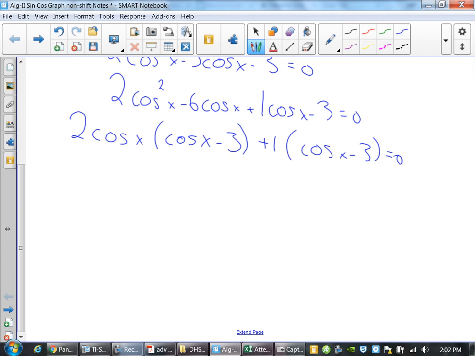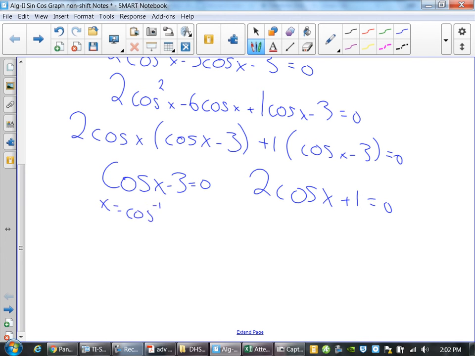Again, I've got both parts within the parentheses that are the same, so I take that one out and rewrite it down. Cosine x minus 3 is 0, and 2 cosine x plus 1 is 0. So what angle has a cosine value of 3? Is that possible? No, it doesn't work. Cosine is bounded by 1 and negative 1. There is no solution for that.